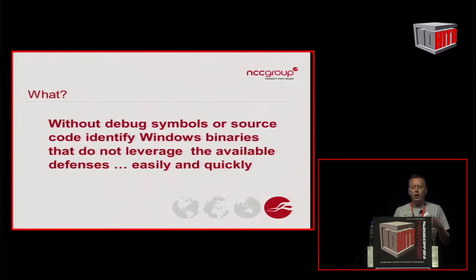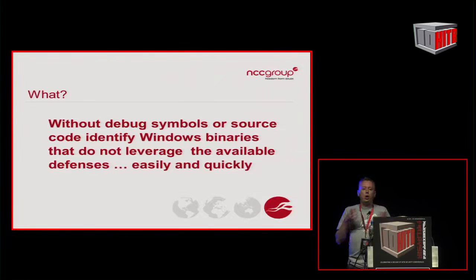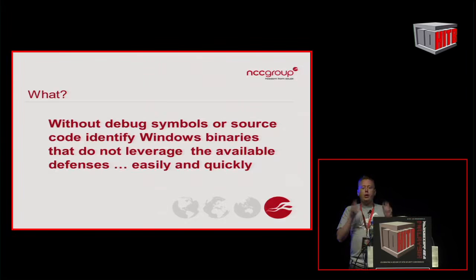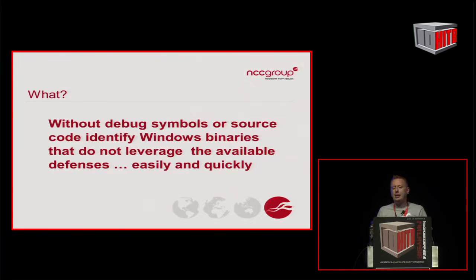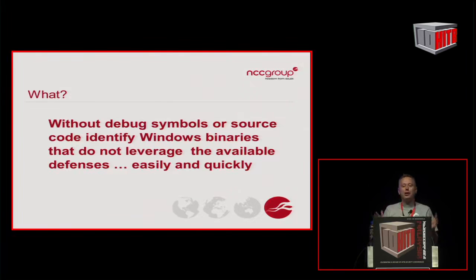When we look at what we set out to do and what the initial goal was: if we have a Windows binary which we don't have source code or necessarily private symbols for, we want to be able to gain some level of assurance that a secure development lifecycle has been followed when writing that binary. Alternatively, if we're a researcher, we may want to identify those binaries which are less well protected. We want to do it easily and quickly. That's the mission statement of the project, and this is how we achieved it.